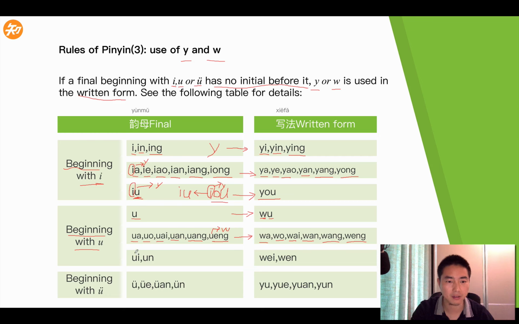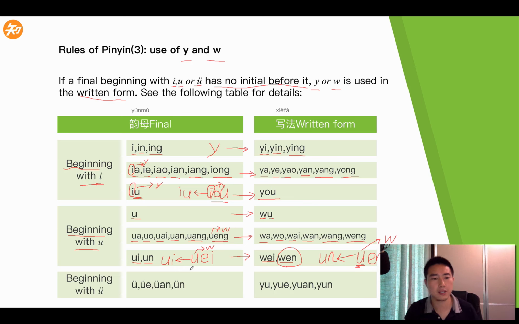Okay. Now the third group is wei and wen. We need to write the original form because they're transformed from the other, right? For example, wei is transformed from uei like this. So we write the original form, then change this u into the initial W, so it becomes wei like this, and the same for wen here. Wen is transformed from uen, right? So we change this final u into this initial W, so it becomes wen here.